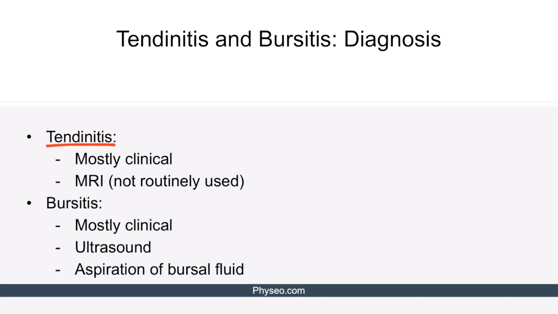Diagnosis of tendinitis is mostly clinical. MRI can be done to identify the soft tissue swelling around the inflamed tendon, but this is not routinely used. Similarly, bursitis is mostly a clinical diagnosis. However, ultrasound can show excessive fluid accumulation in the bursa. Aspiration of bursal fluid is considered in cases of suspected crystal-induced or septic bursitis.